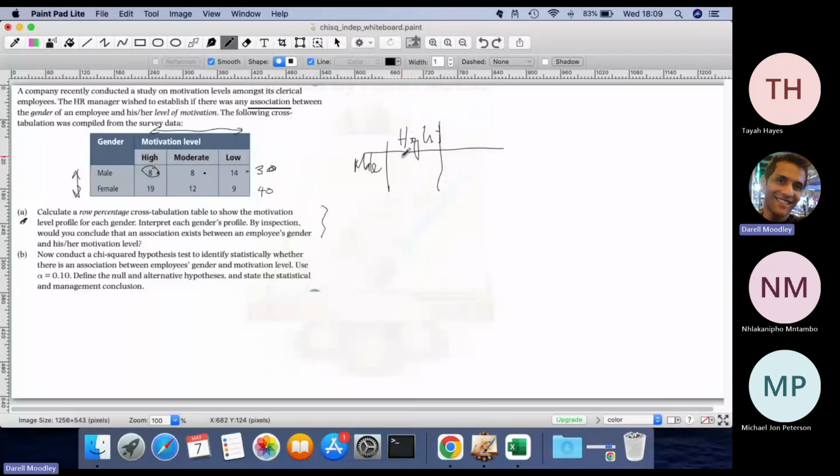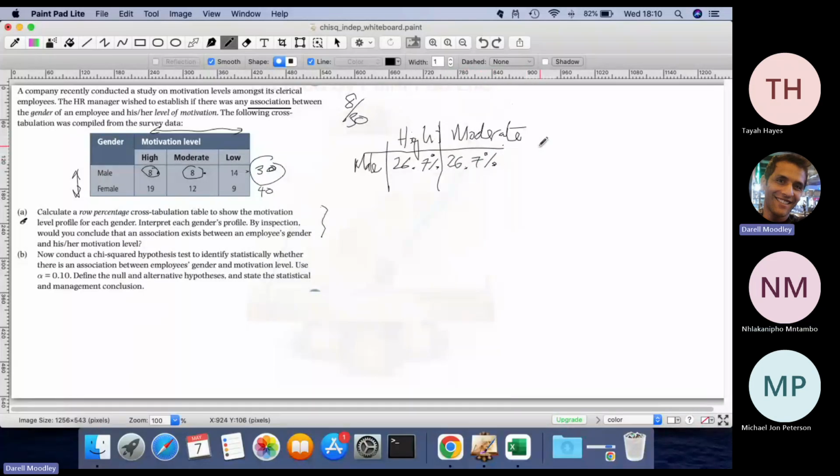Okay. So if I want the percentage of males that are highly motivated, I'm going to take 8 and divide it by the row total, which is 30. And I get the percent, which is 26.67%. I'm just going to make it 27%. All right. For moderate, it's going to be the same thing. It's going to be 8, because we've got 8 males, divided by 30, which is 26.7.